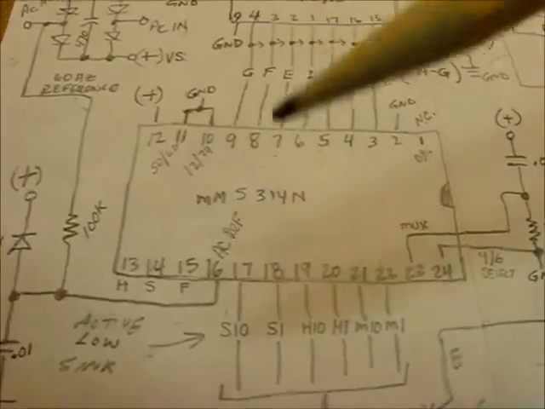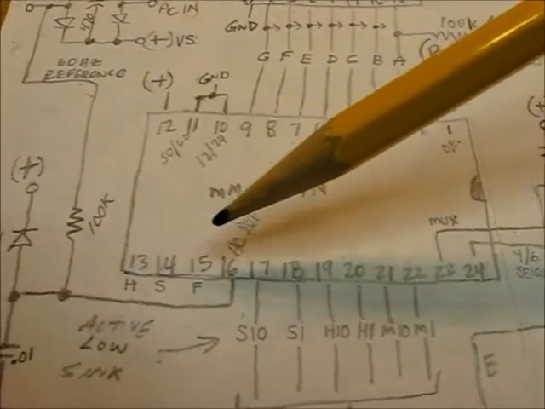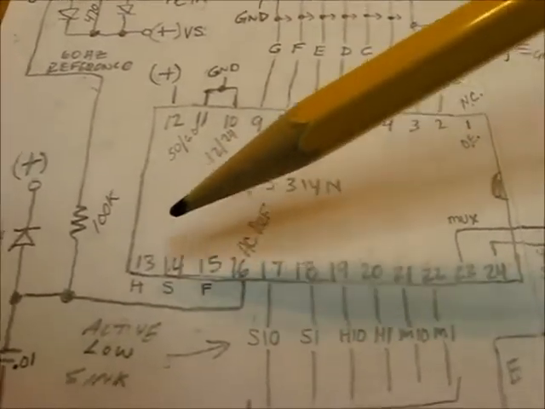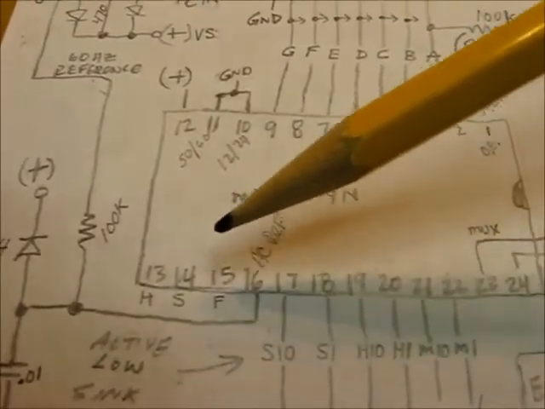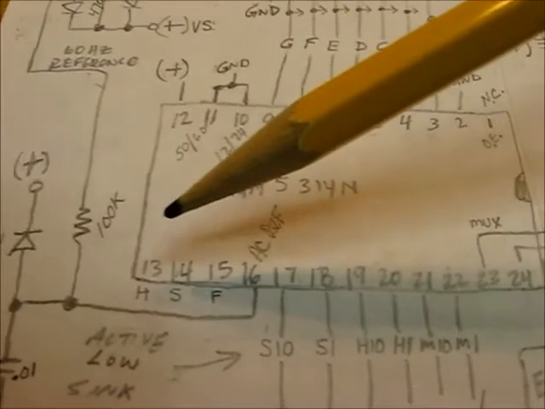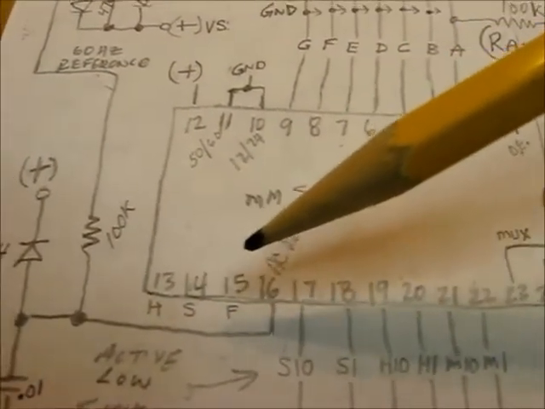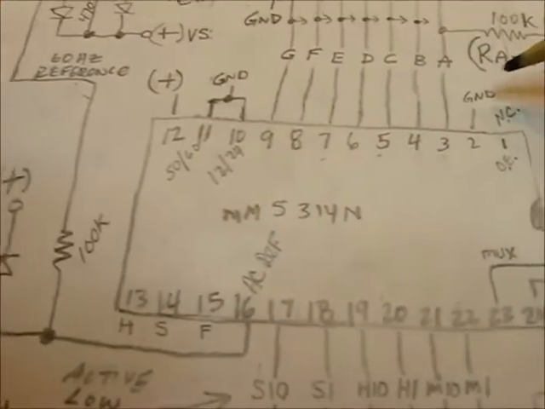Okay, another thing, the hold, slow and fast, pins 13, 14, 15. To activate them, you're going to bring them low. So if they're left not connected, they're not going to be activated. So basically, through a switch, you bring them low, at the same potential as pin 2.